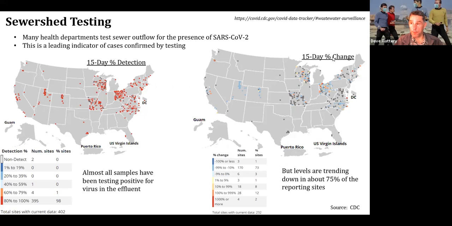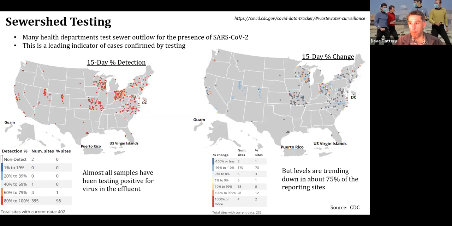The more interesting one is the 15-day percent change. So this is the level of virus that's being seen now compared to 15 days ago. And the blue colored dots are ones where it's declining. They range from the light blue, which is about a 10% decrease, and the medium blue, which is up to 100% decrease. I'm not sure how to interpret the top category, minus 100% or less. I don't know how it becomes less. I would expect that means basically none compared to before.